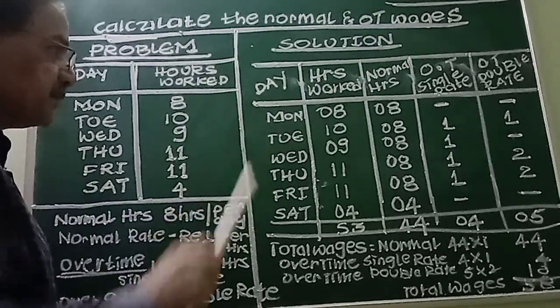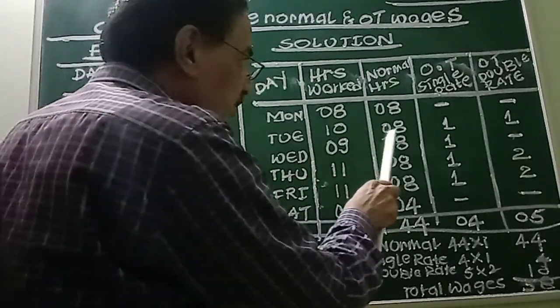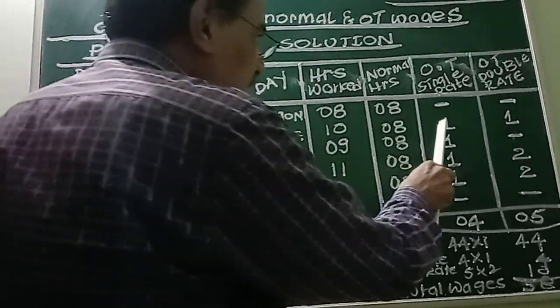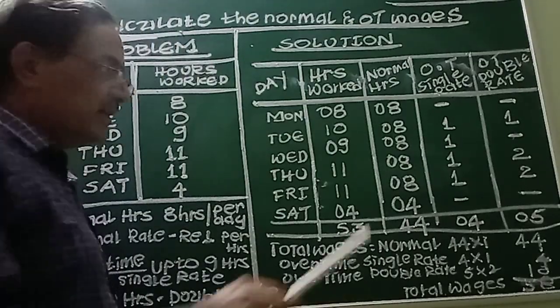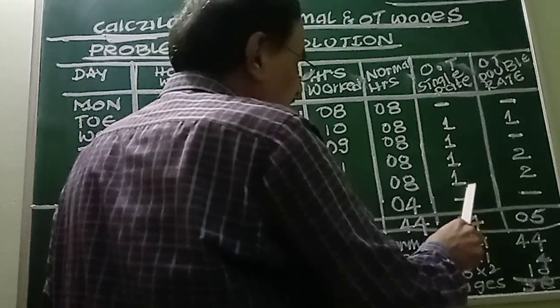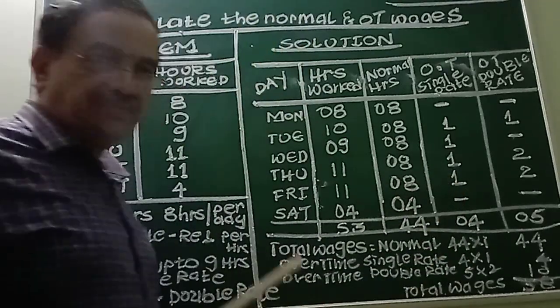Coming to Tuesday, he worked for 10 hours, but the normal hours are only 8. Please understand, on Tuesday, he has worked for 10 hours, where the normal hours are fixed at 8. According to this slab, up to 9 hours single rate. So, he has worked 1 hour for single rate. 8 plus 1 is equal to 9. So, we have to enter it in the overtime wages single rate column. 1 he will get because 8 plus 1 is equal to 9.